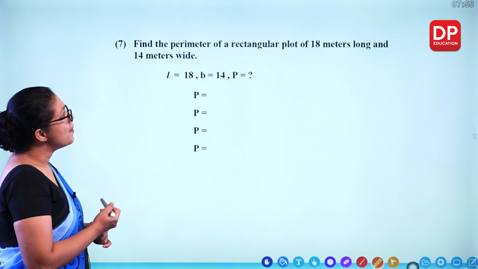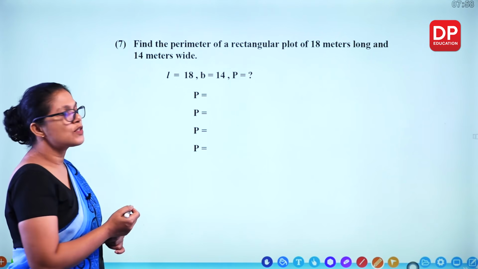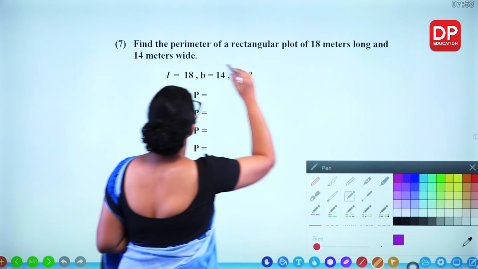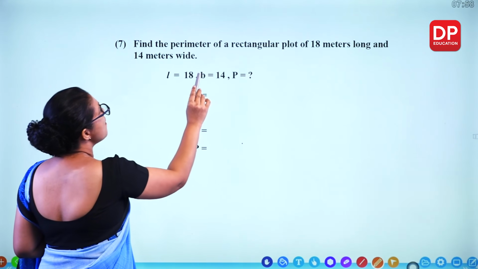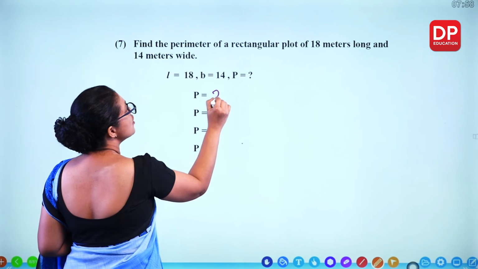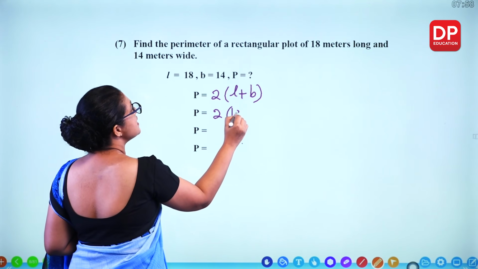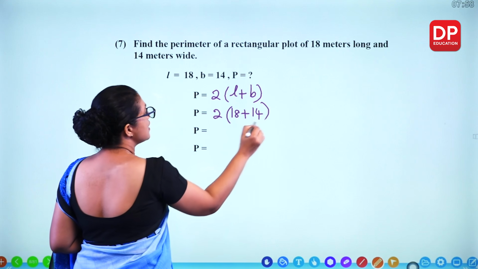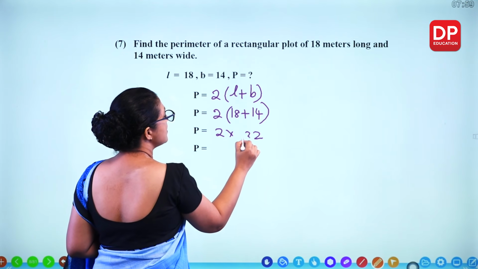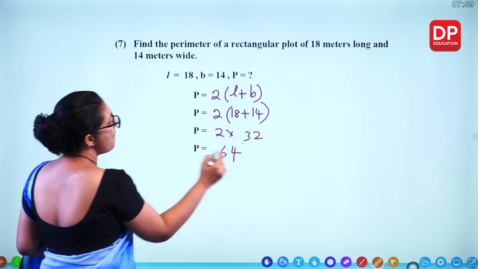Look at this one. Find the perimeter of a rectangular plot 18 meters long and 14 meters wide. So that means L is 18, B is 14, and you are asked to find the perimeter. So what's the formula? 2 times L plus B. Substitute: L is 18, B is 14. 2 times, add these two, 8 plus 4, 12, and 32. When you multiply, you get 64 meters.